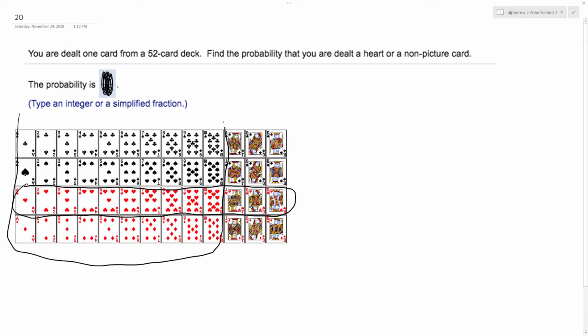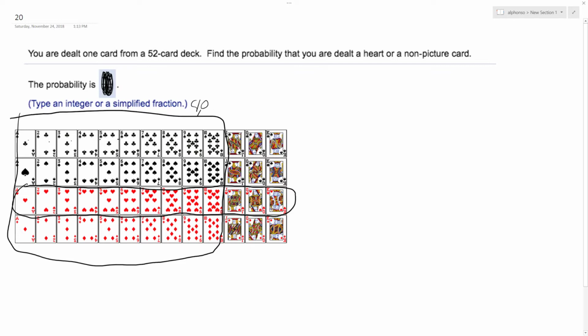So essentially, both these criteria overlap because the non-pictures include the hearts ace through 10. So essentially, all the non-picture cards are 1, 2, 3, 4, 5, I'm counting, so basically 10 times 4. So it's 40 cards here.